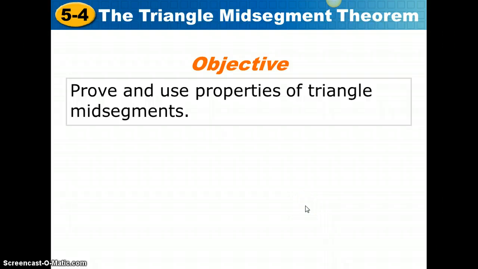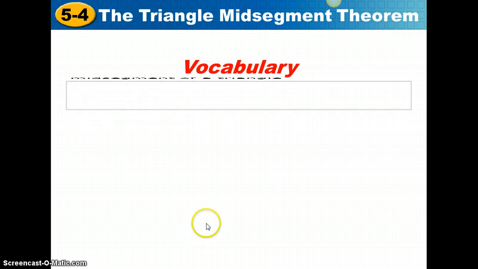Okay, today's objective is to prove and use properties of triangle midsegments. And to do the proofs in this lesson, we're actually going to do coordinate proofs, which is where we work things out in the coordinate plane and we provide an explanation sentence. So we won't be doing the full 2-column proofs, so they'll be a little bit easier.